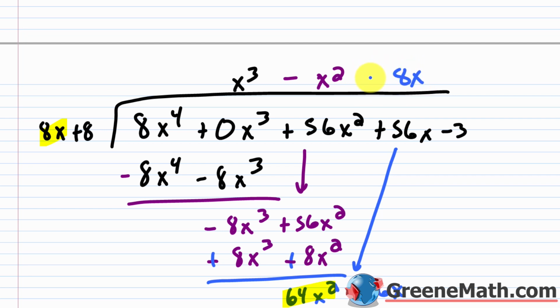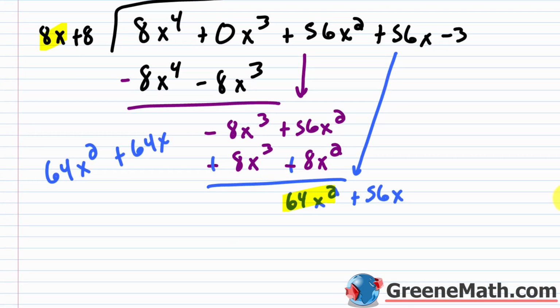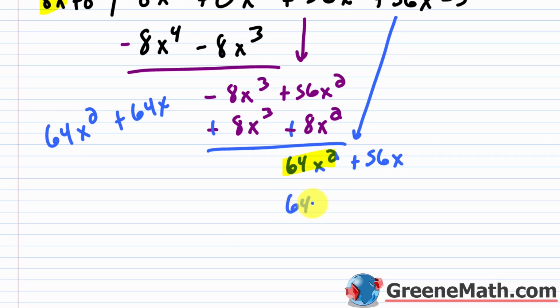And I'm going to multiply here. I'm going to have trouble fitting things on the screen. So 8x times 8x would be 64x squared. And then 8x times 8 would be plus 64x. So let me scroll back down. Let's write this in. So 64x squared plus 64x. Let's get rid of that from there.